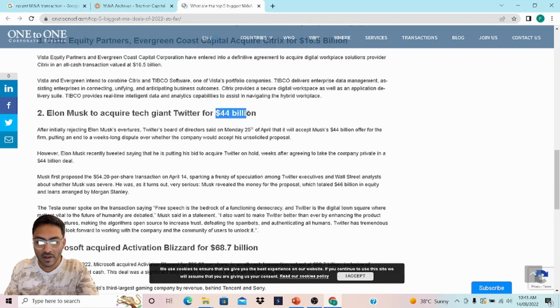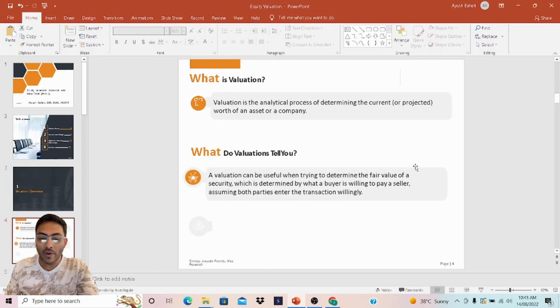Now the question is how he has arrived at this 44 billion, or anyone who is buying a company, how do they know the worth of that company or how much to pay to acquire that business. That is where valuation comes into the picture. Through valuation, we try to determine the true value of a company, and this is one scope of valuation. The other scope of valuation could be for tax purposes, for financial reporting purposes, and so on.